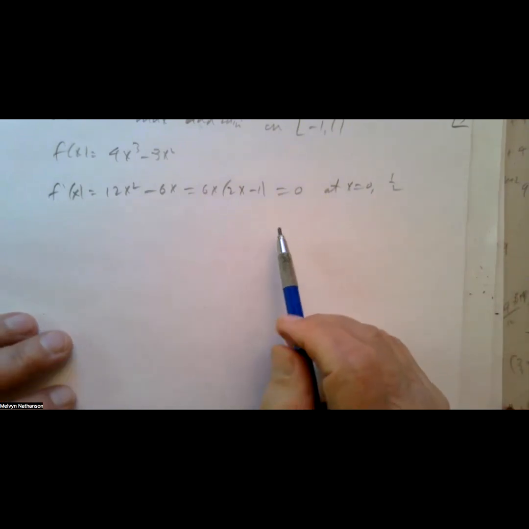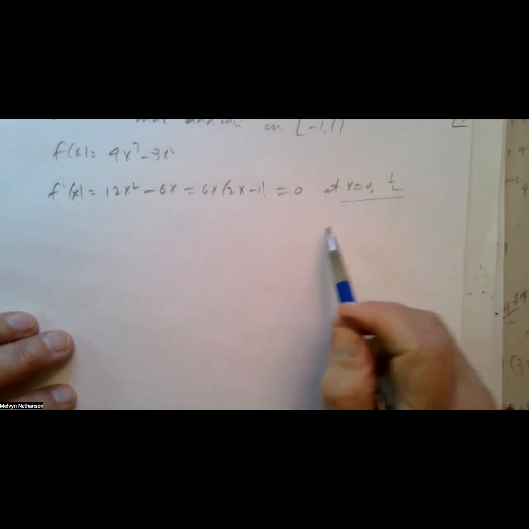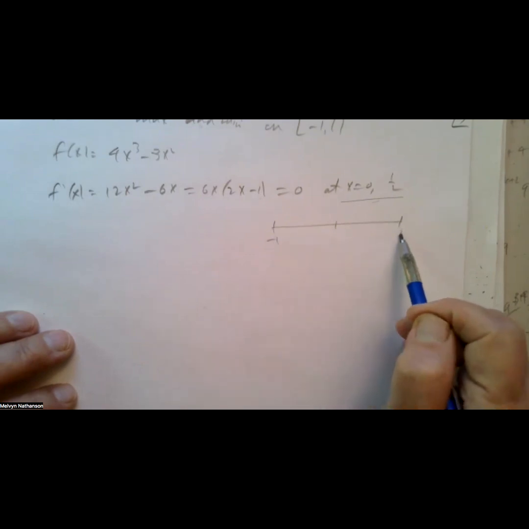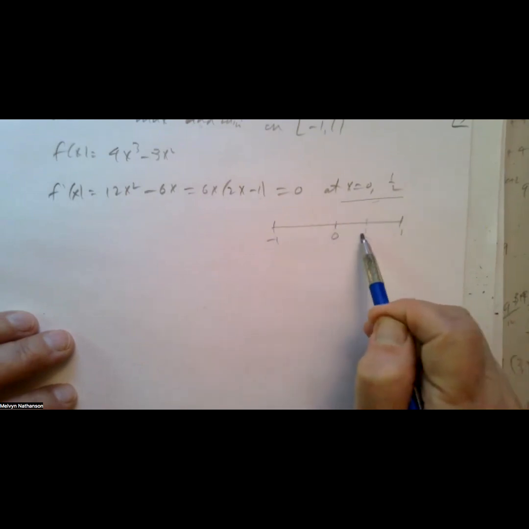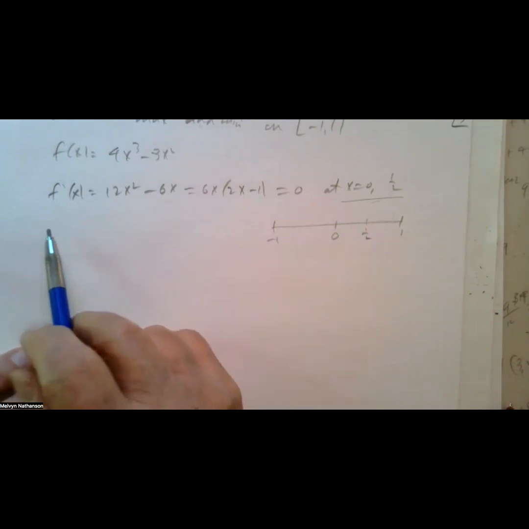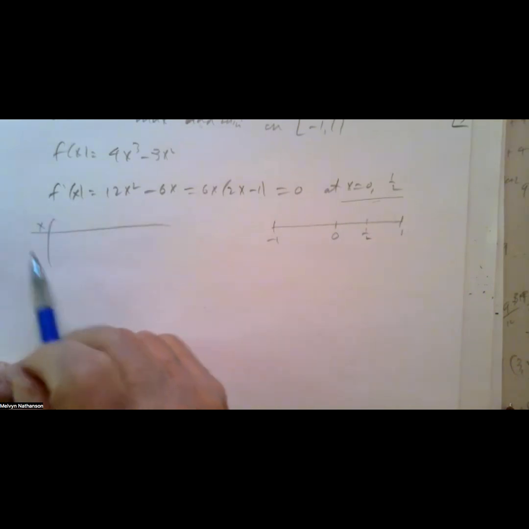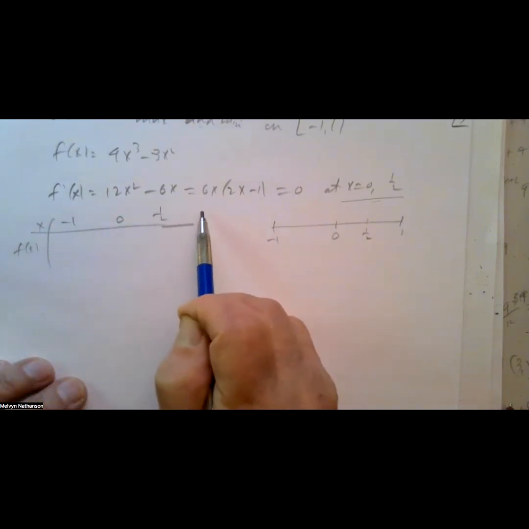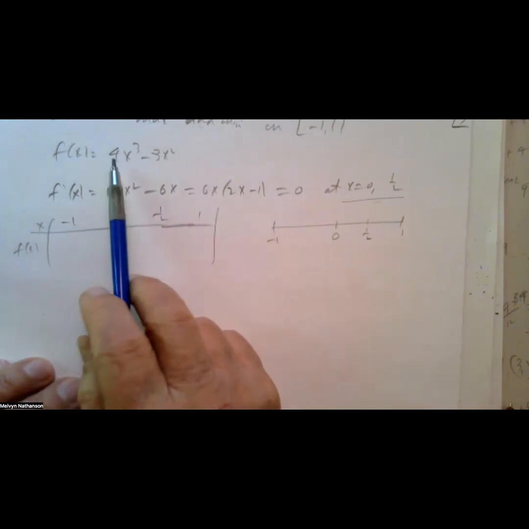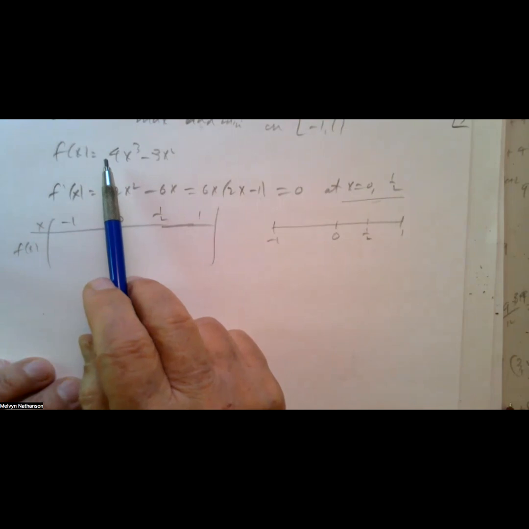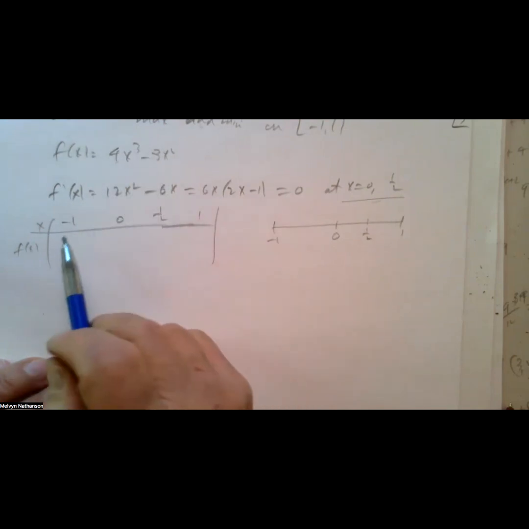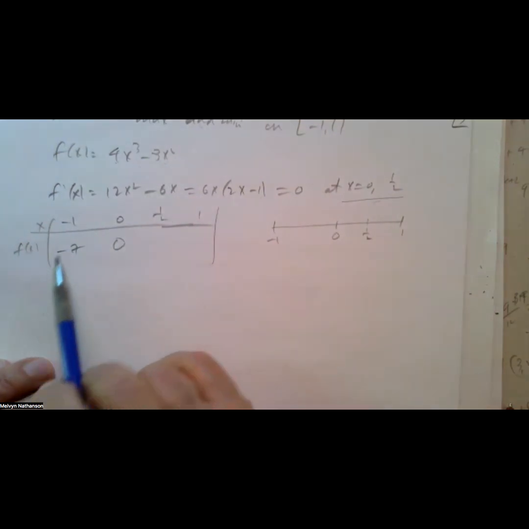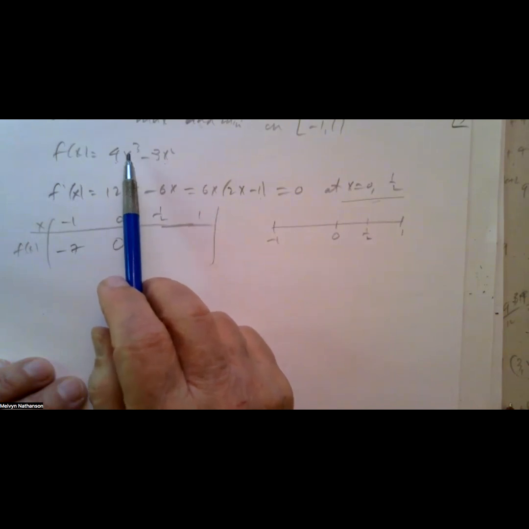So we have to evaluate the function at the critical points and at the endpoints of the interval. The endpoints are -1 and 1, and the critical points are 0 and a half. Let's make a little table, x and f of x: -1, 0, a half, and 1. When x is -1, this is -4, -3 is -7. When x is 0, this is 0. When x is a half, cubed is an eighth.